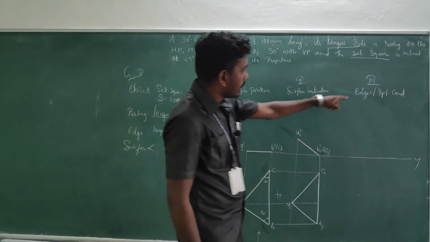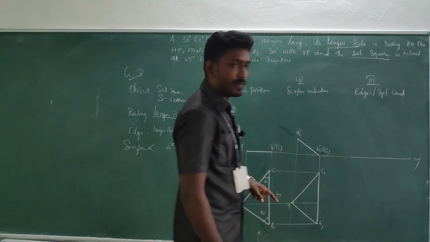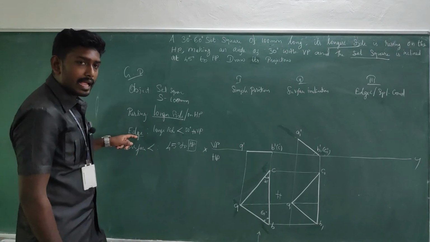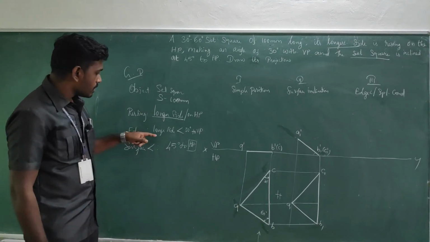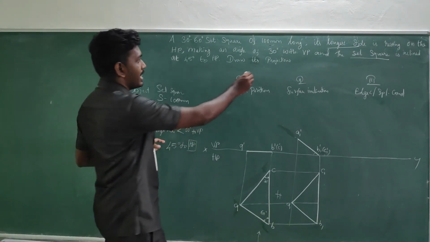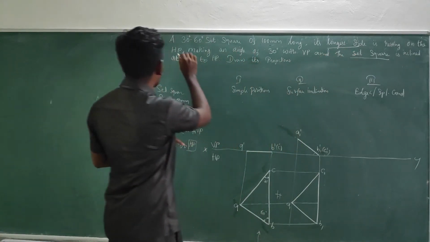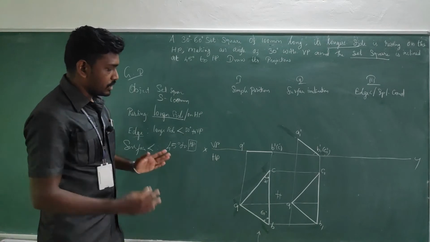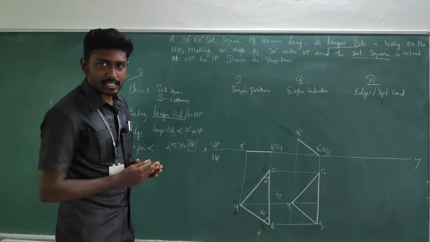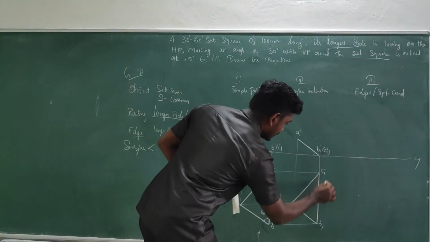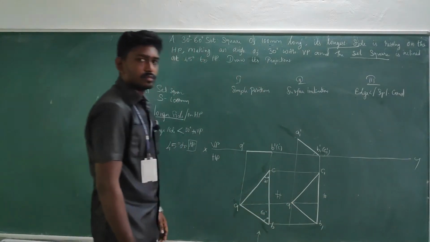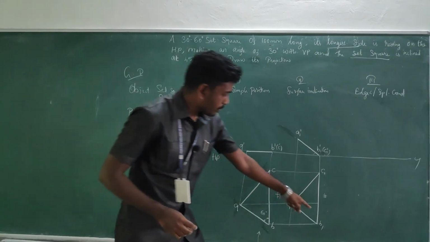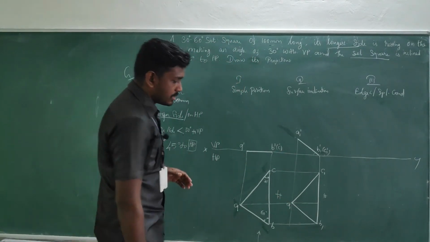What is next? The final stage is the edge or special condition. Here they have given the edge inclination. The question clearly gives it. The longer side is resting on HP and making an angle of 30 degrees with VP. Which side is resting? B and C is resting. The edge which is lying on the right side is resting. So B and C. We are going to tilt it.